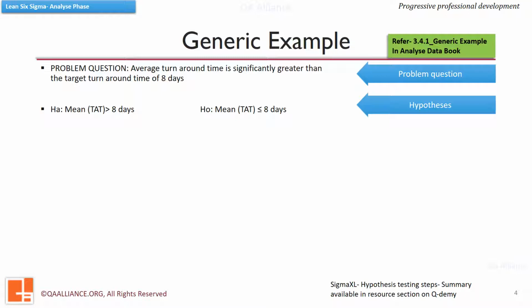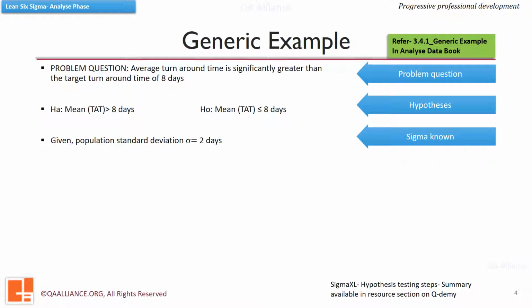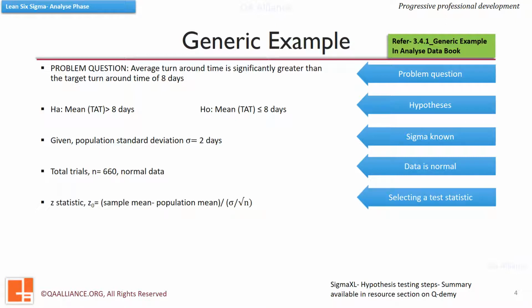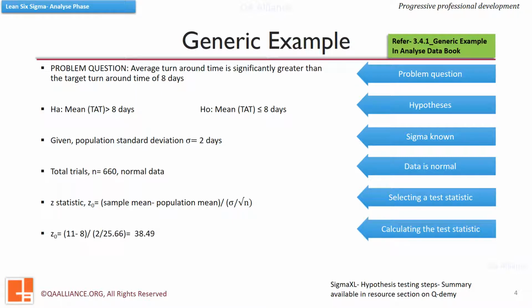Hypothetically and historically we know that the population standard deviation is 2 days. Total data points we have taken are 660, and let's assume that the data is normal. We also know that n is equal to 660. When we are manually testing a hypothesis, we need to calculate a value called the test statistic. A test statistic is compared with a critical value, and if it is greater than the critical value, we reject the null hypothesis. Here we'll calculate the z statistic with the help of this equation.